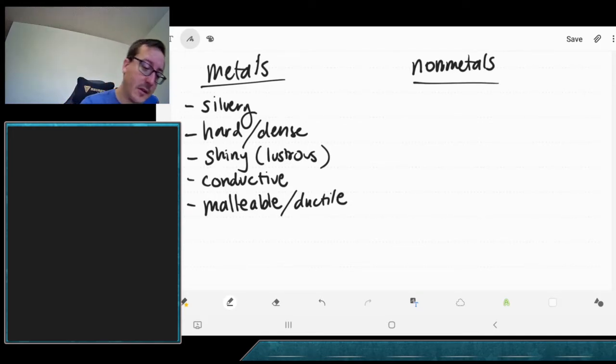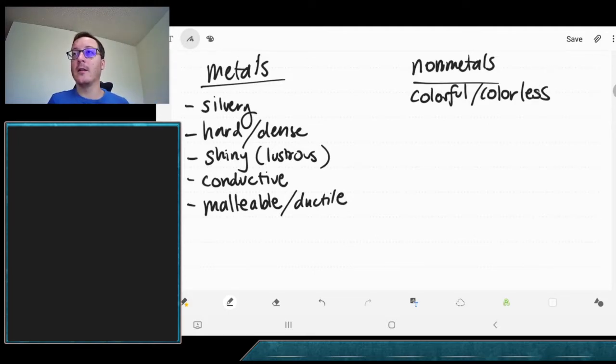If we look at non-metals, they are going to be either colorful or colorless, depending on what you're looking at. Carbon, for example, is black. Sulfur is yellow. Bromine is kind of reddish-brown. Chlorine is greenish-yellow. Oxygen is blue. Phosphorus is white or red, coming in a couple different allotropes, but these typically are colorful, or they're colorless. Like helium is colorless, hydrogen is colorless, xenon, all the noble gases are colorless.